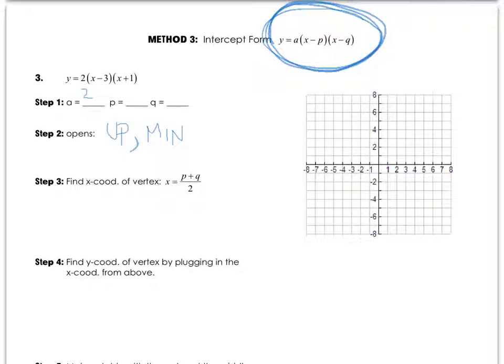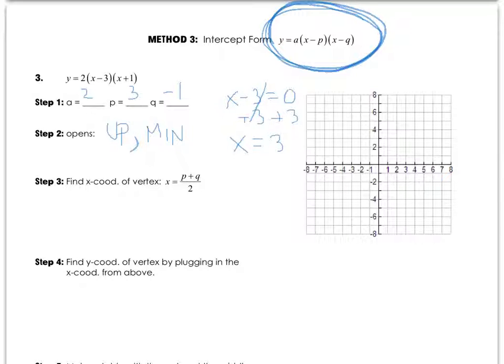Now, P and Q, because they're in parentheses just like H, are going to be the opposite of what we think. So even though it looks like x minus 3, our P value is actually going to be positive 3. Our Q is going to be negative 1, because if we were to solve this thing out, equaling it to 0, that's why it ends up flipping the sign in there.